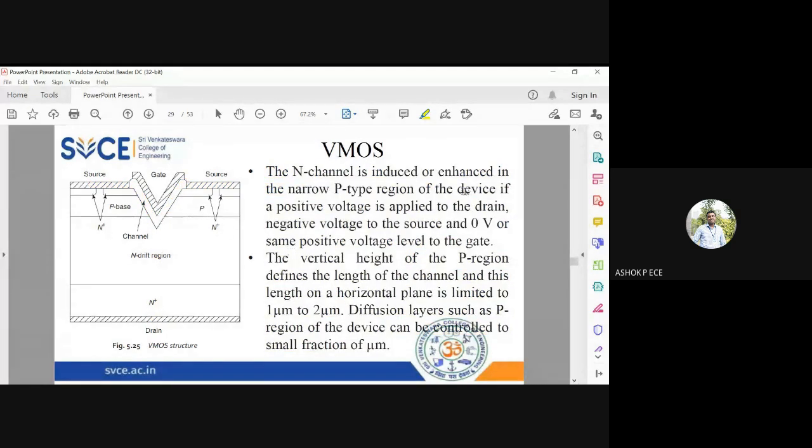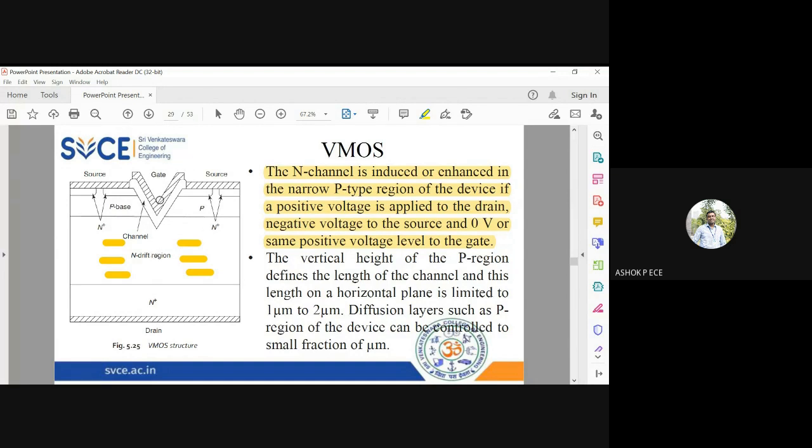The channel is induced or enhanced in the narrow P-type region of the device if a positive voltage is applied to the drain, negative voltage to the source, and the same positive voltage is applied to the gate. So if you apply positive voltage to the gate, equal and opposite charge is induced in the N region, so you will have a lot of negative charge. So it is going to increase the number of electrons, acting in the enhancement mode.